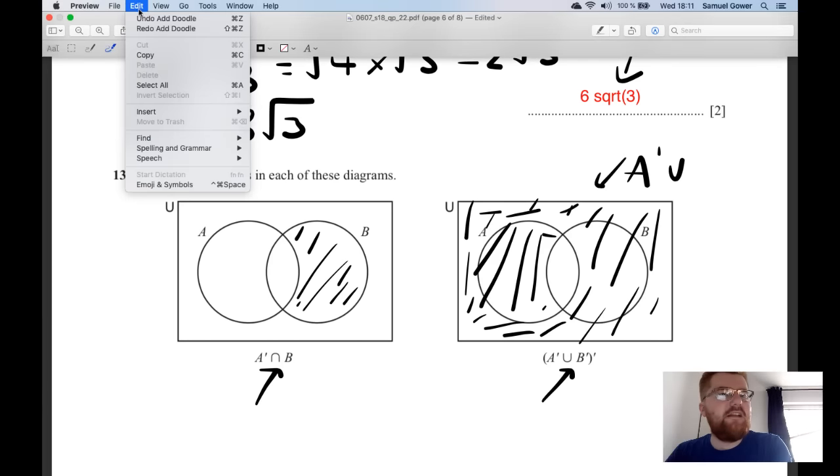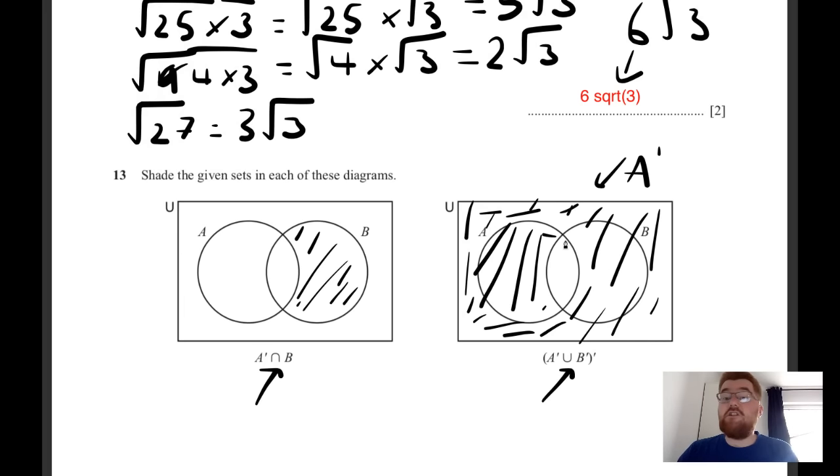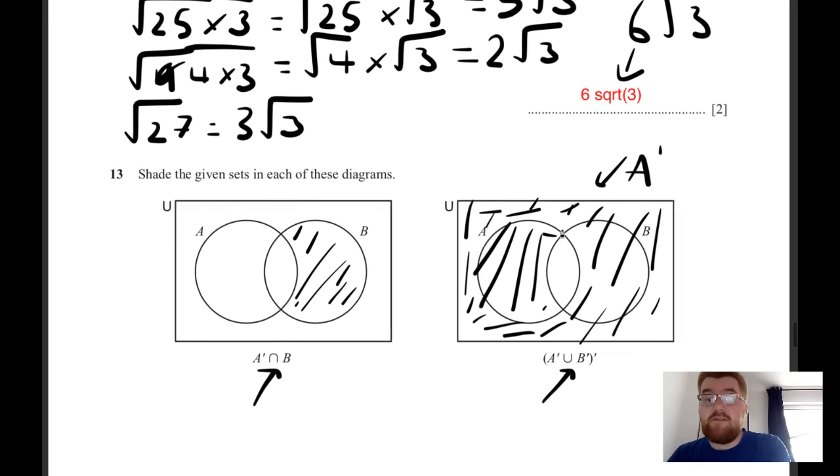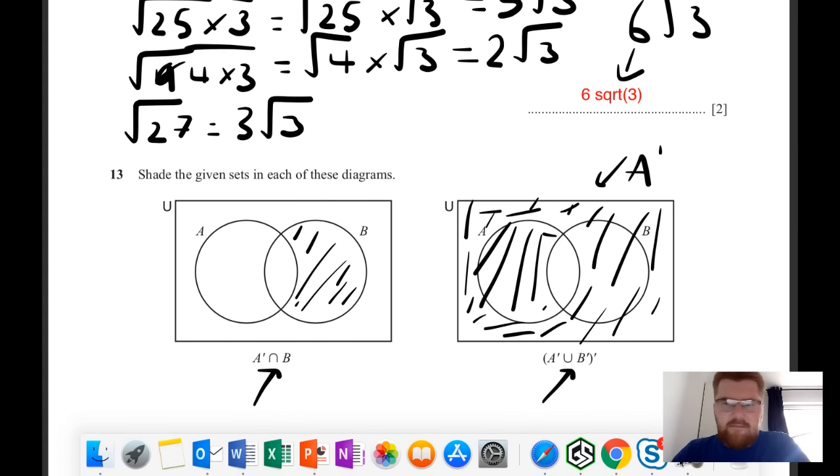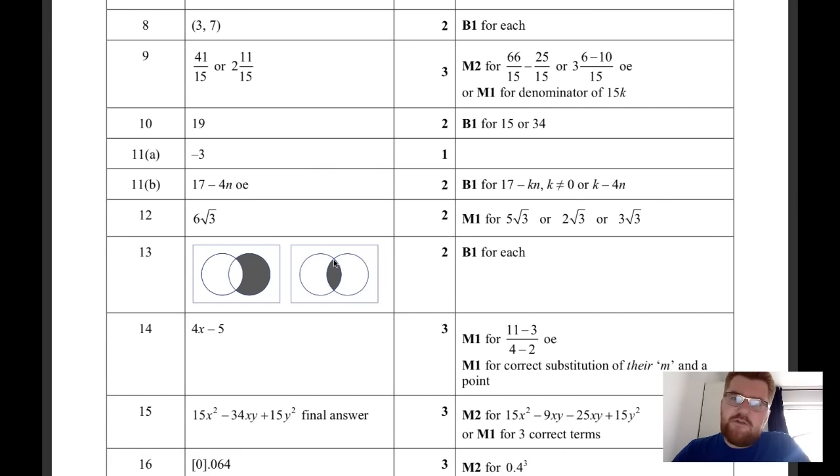Please write in the comments how you do this. But essentially your answer will be just the part in the middle shaded in and nothing else. So I'll show you in the mark scheme, that might be quicker. Yeah, so your actual answer will be the opposite of what I did, because we're looking for not it. So actually this part is the only part that's shaded in your Venn diagram. Okay.